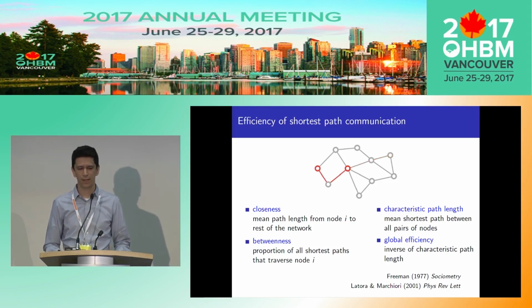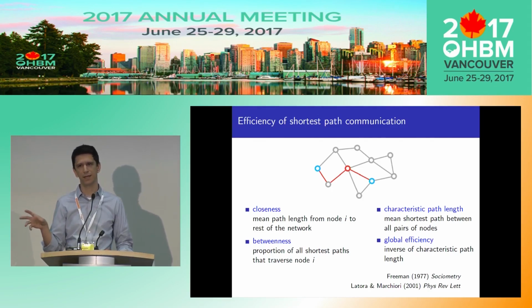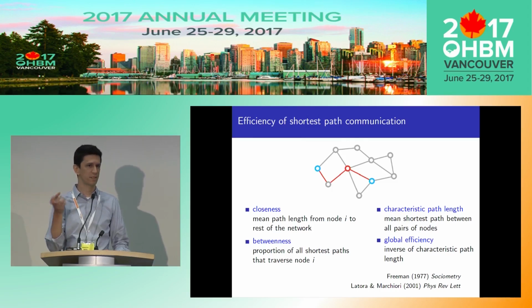We can also ask, if I take all possible pairs of nodes in my network and I compute the shortest paths between them, what proportion of these shortest paths go through my region of interest? If this particular area sits on many shortest paths in the network, then it's optimally positioned as a way station or as a bridge for signal traffic. It's optimally positioned to receive information from multiple sources and presumably then to integrate information as well.